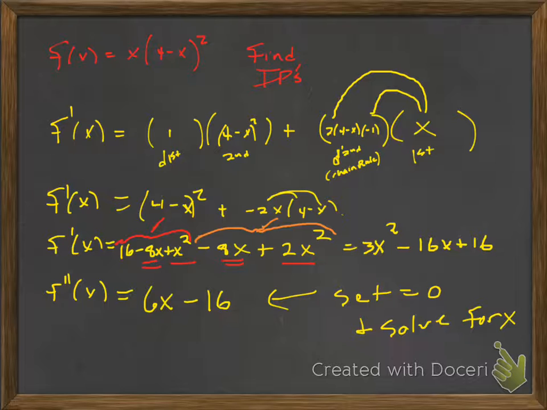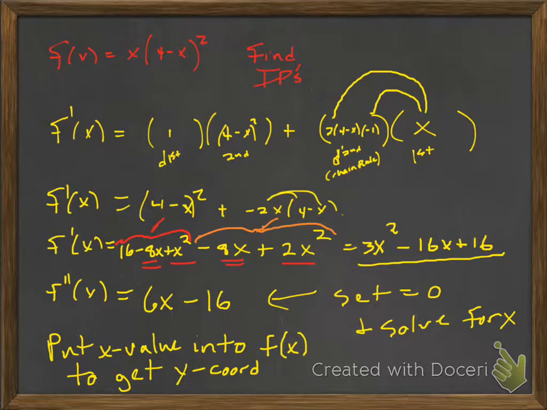Combine those, so I simplified f prime of x down to this lovely function here, 3x squared minus 16x plus 16. The second derivative would be to take the derivative again, so 6x minus 16. You set that equal to 0 and solve for x. That's the x coordinate of the inflection point. But you have to go further than that. You have to put that x value into f of x to get the y coordinate, which I'll do next.